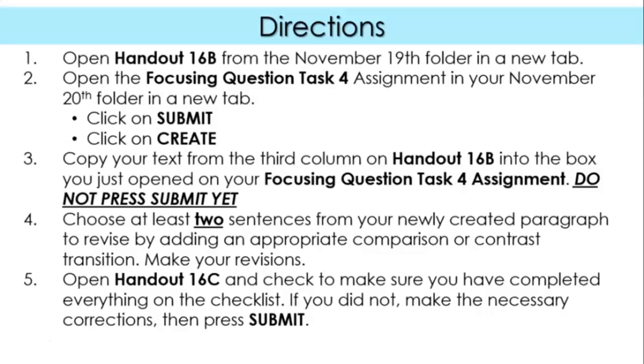It tells you exactly what you need. Make sure that you have it. If you do not, make the necessary corrections, then press submit. Okay, if you already had all of them, after you make your revisions and add in the transitions, then you can press submit. Okay, your focusing question task is due today, Friday, November 20th. Not Saturday, not Sunday, not Monday, unless you have an issue and we've spoken about it. Okay? I think that's it for now.